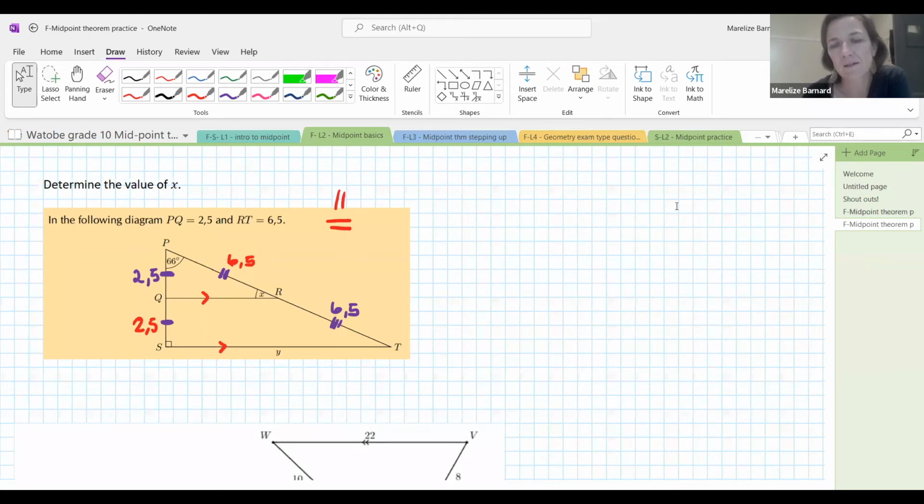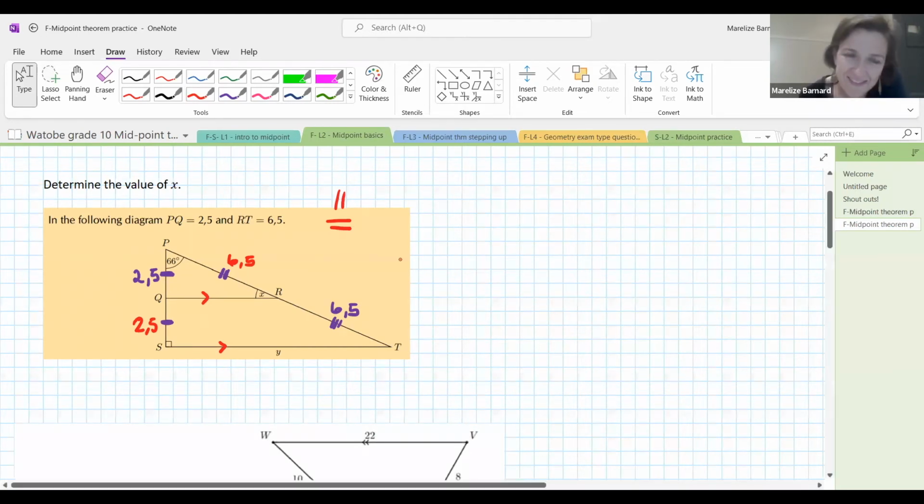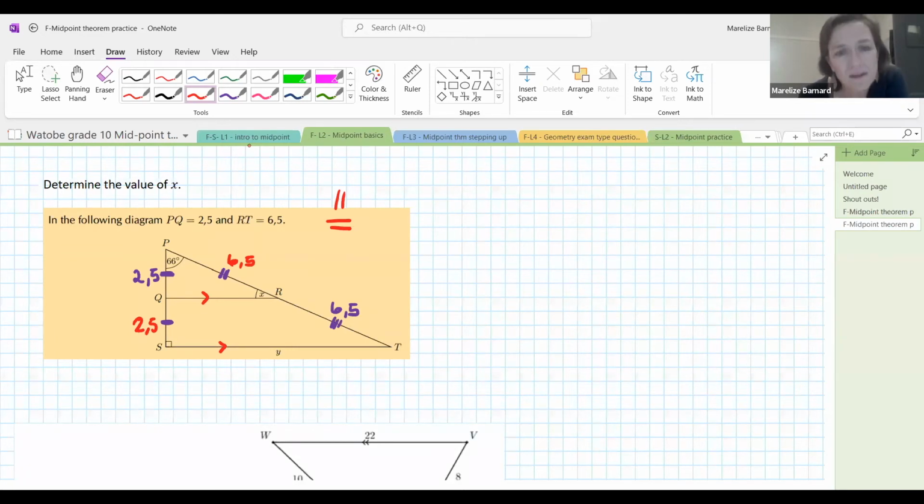Hi, ma'am. Since we already have 2 degrees for the triangle PST, you're going to say 180 minus 90 degrees minus 66 degrees, which is going to give you 24 degrees. 24 degrees for angle T. That's right.